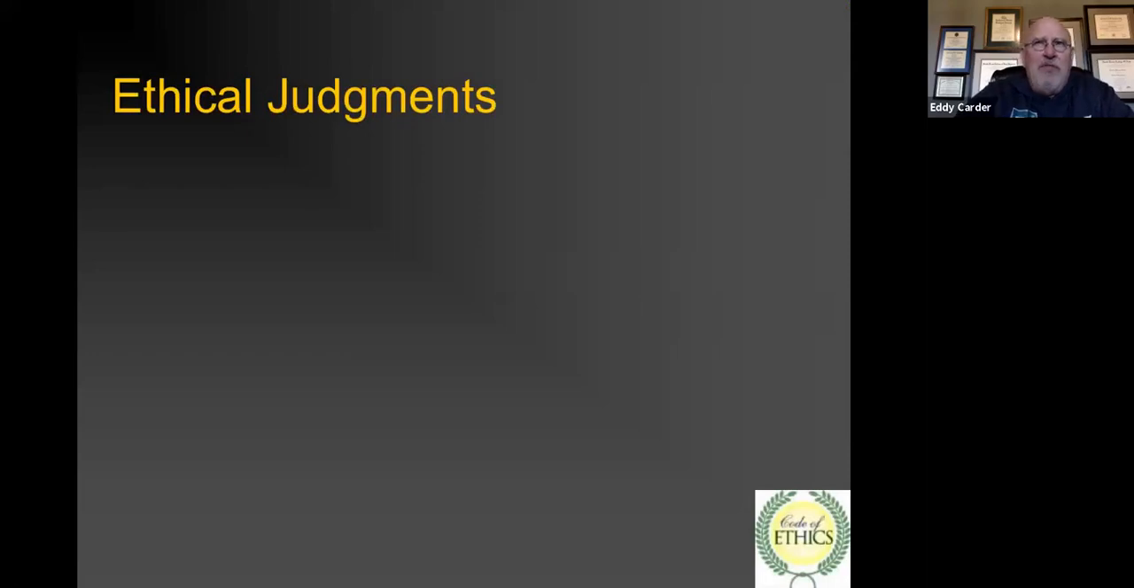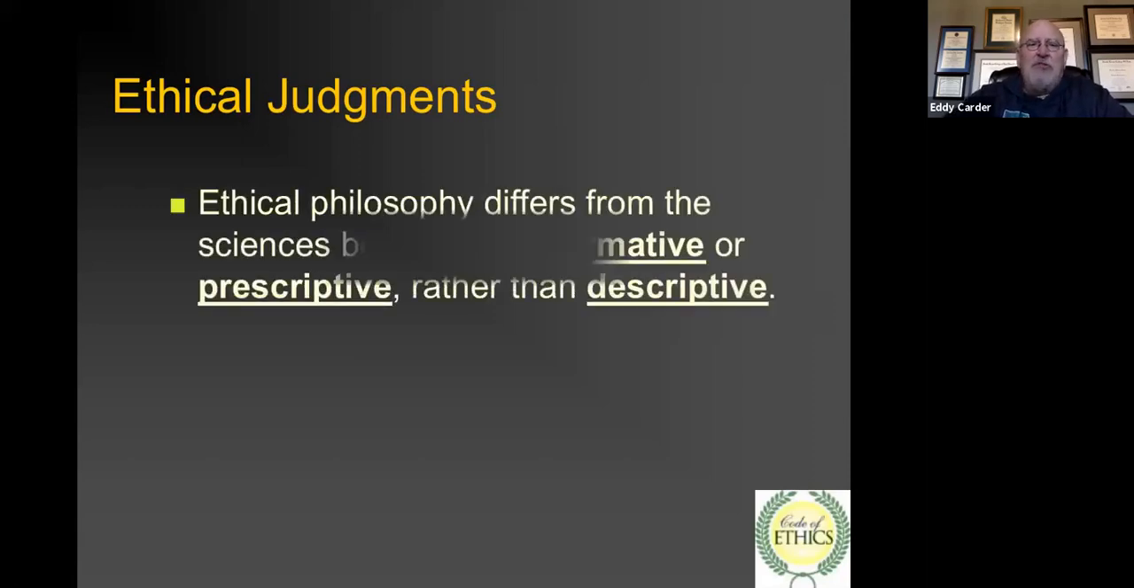So utilitarianism, like Immanuel Kant and Kantian ethics, is concerned with making ethical judgments. Let's talk a little bit about ethical judgments. On the slide in front of you, the statement says ethical philosophy differs from the sciences because it is normative or prescriptive rather than descriptive. The sciences, biology, chemistry, physics, do not necessarily or predominantly try to give normative guidelines or prescriptive guidelines so much as they attempt to describe what actually is or describe what actually occurs under certain circumstances.